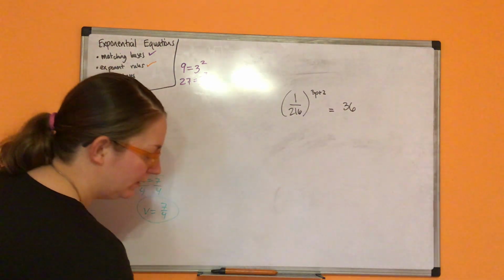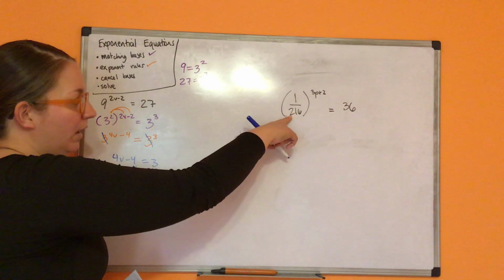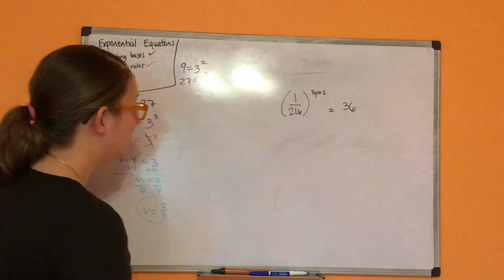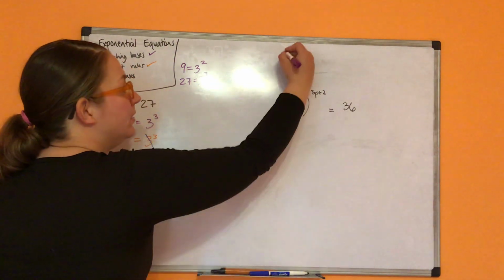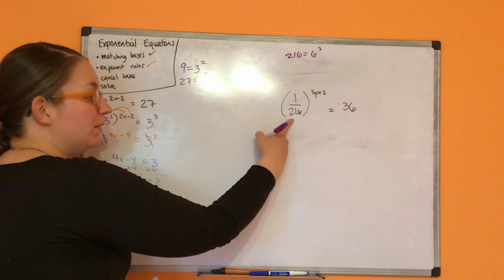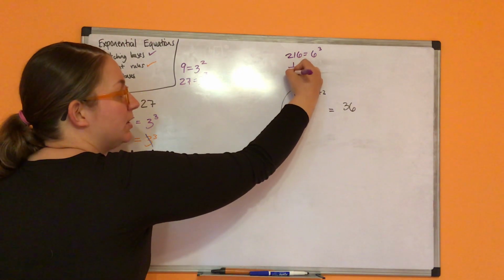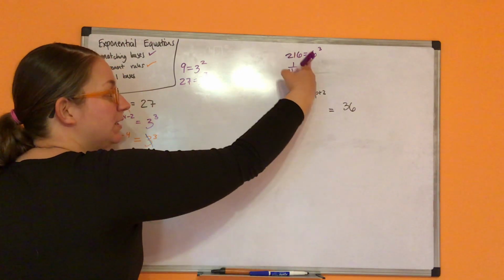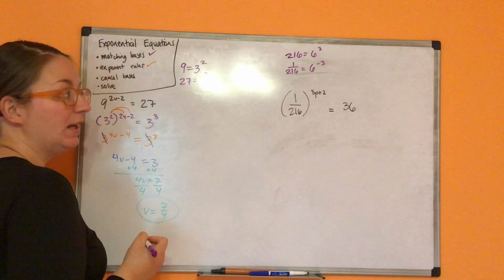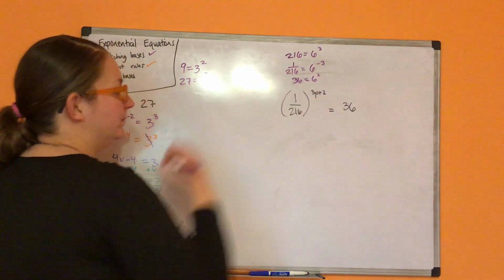Next one. Let's ignore the fact this is a fraction for just a second. I have 216 and I have 36. I can rewrite both of those using a base of 6. 216 is 6 to the third. So if I want to write 1 over 216, I need a negative exponent. Reciprocals come from negative exponents. If 216 is 6 to the third, 1 over 216 is just the negative version of that, 6 to the negative third. 36 is 6 squared.